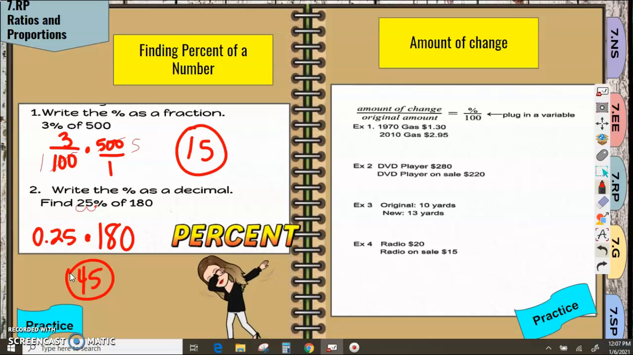All right, amount of change. So when we talk about the amount of change, it's how much something has increased or decreased. Maybe that's over time. Maybe it's a sale. Maybe it's how many yards in a football game. So we're talking about this change that's happening with numbers. So in order to find the percent of change, first thing you do is find the amount of change, or the difference, which means we're going to subtract.